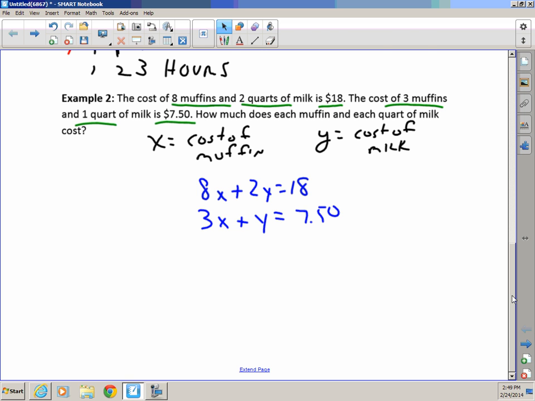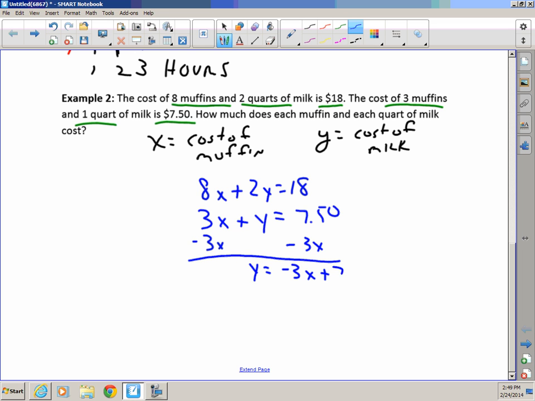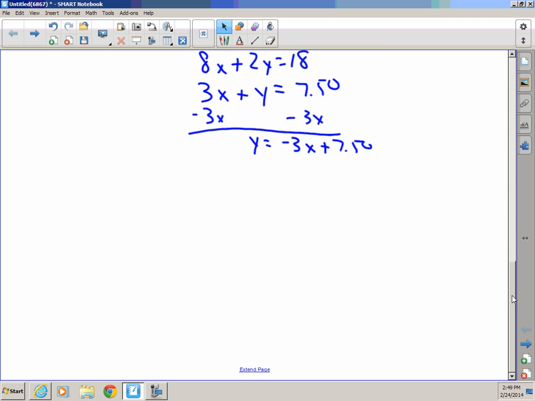So what I want to use is the strategy we used before the break, which is substitution. What would be helpful is to get the second equation into y equals form. Now, why is that going to be helpful to us? Well, let's take a look as I extend the page. There we go. All right.